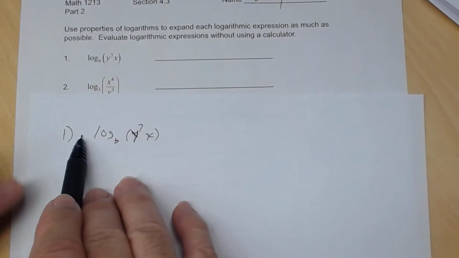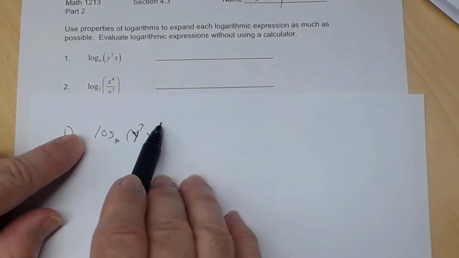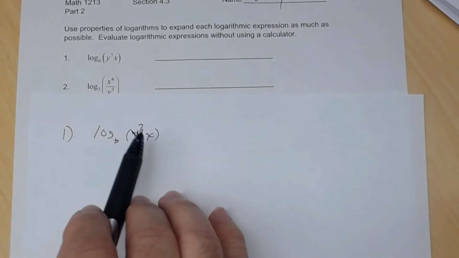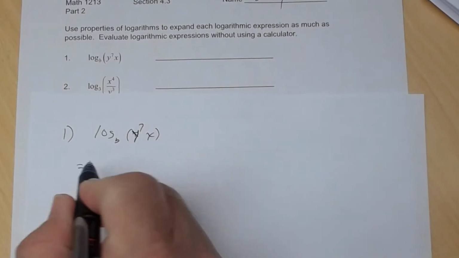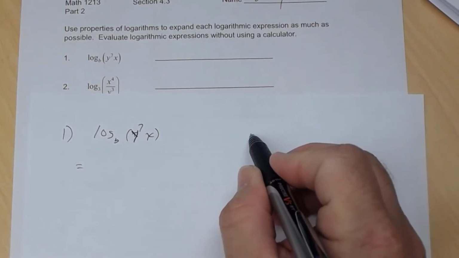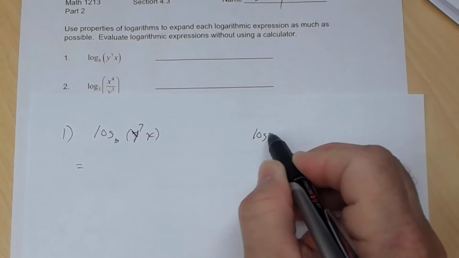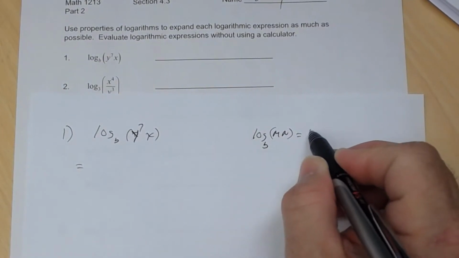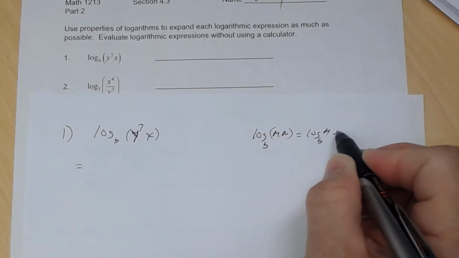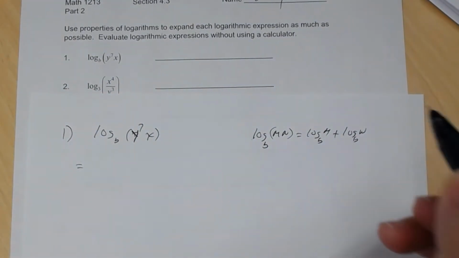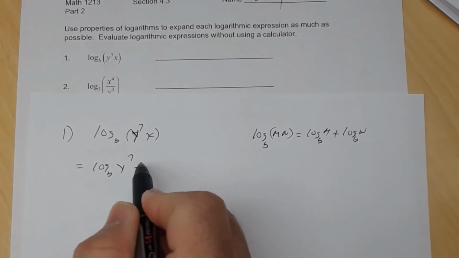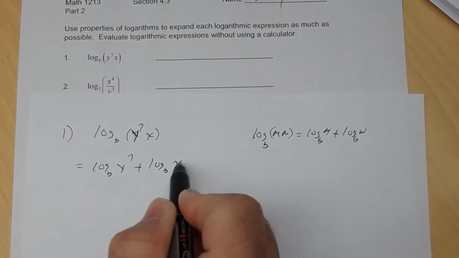If you pull the 7 out in front, what that means is that x was also being raised to the 7th power, and it's not. So you've got to be careful. You've got to use the product property first. Remember, the product property said the log of mn with some base b is the log of m base b plus the log of n base b. And so this becomes log base b of y to the 7th plus the log base b of x.